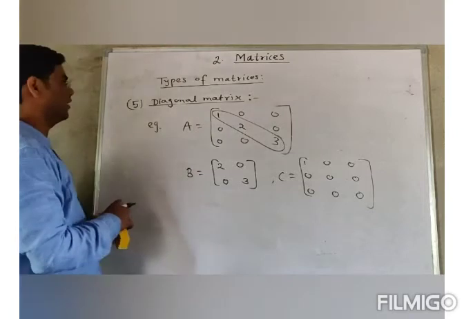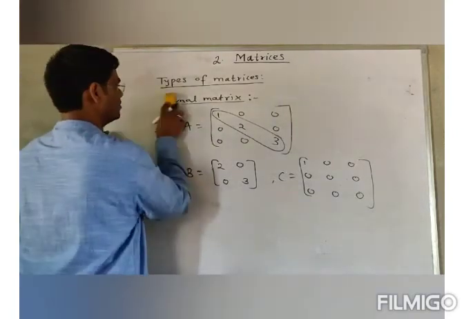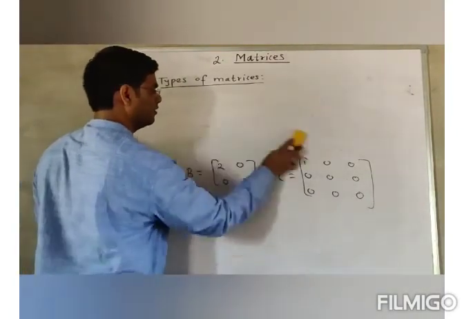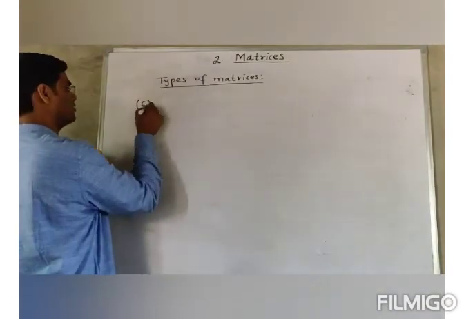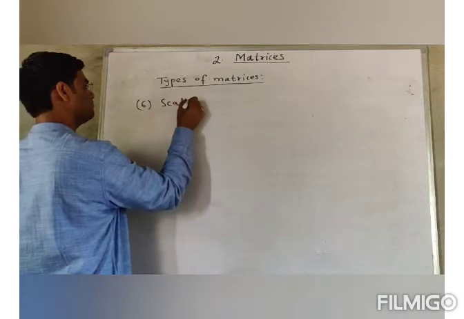Now the next type of matrix is the scalar matrix. A scalar matrix is a type of what? A diagonal matrix, we can say. The next type of matrix is the scalar matrix.